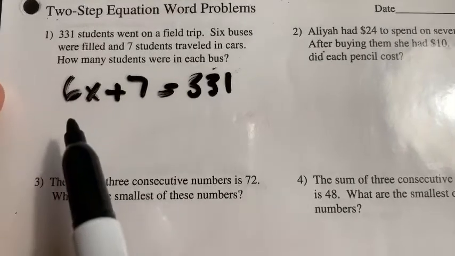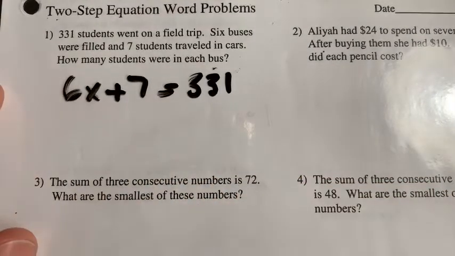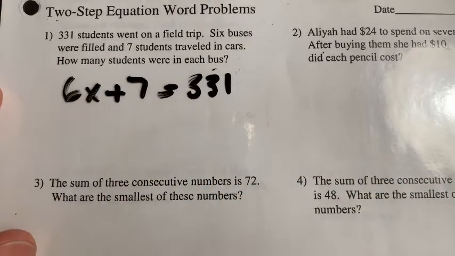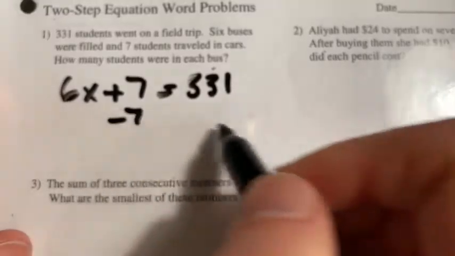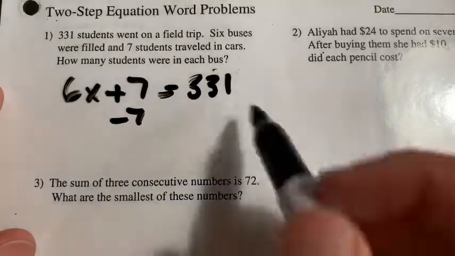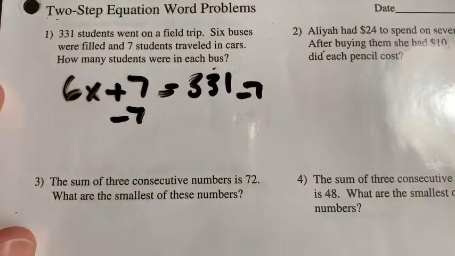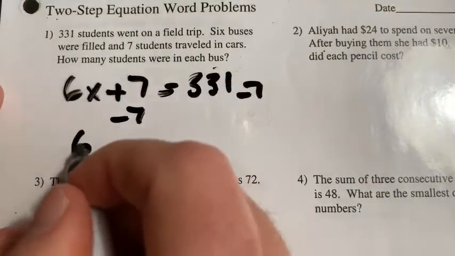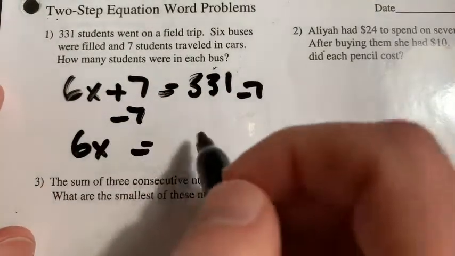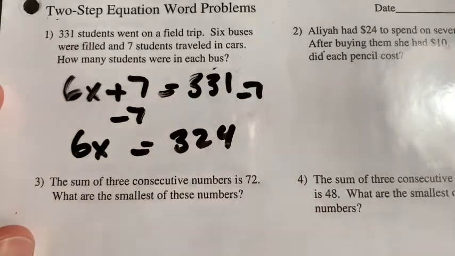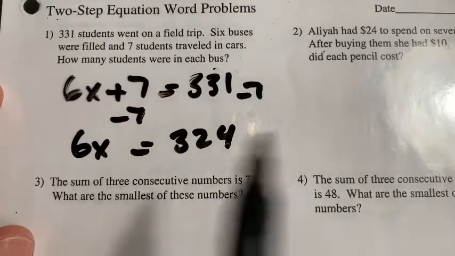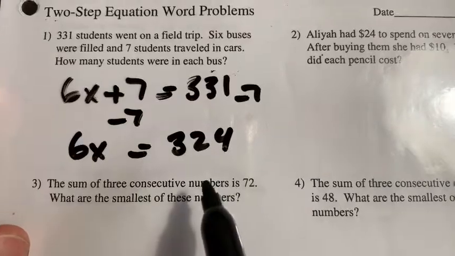So I'm going to just move this up. Now we have an actual equation. We just run through it. Well, how do we get rid of that 7? We've got to subtract from both sides. So now we have 6x equals 324. Okay, I'm going to move this over into the next question so I have some more space.